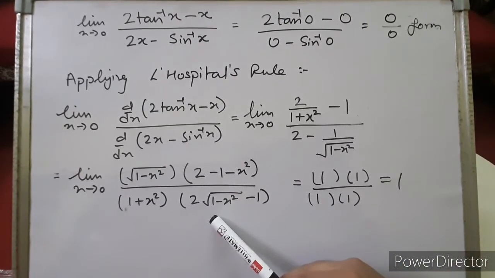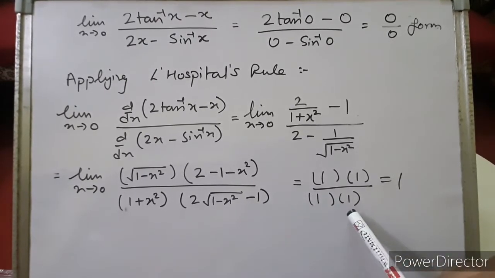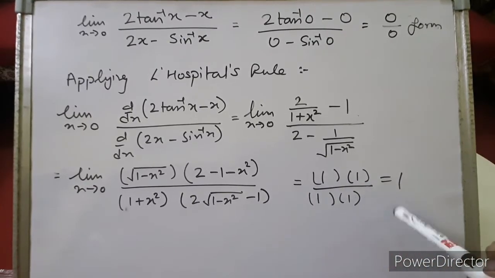And square root of 1 is 1. So 2 into 1 is 2. 2 minus 1 is again 1. So in the numerator we get 1 into 1, and in the denominator we get 1 into 1. So the answer will be 1. Right, children? Note down this solution, please.